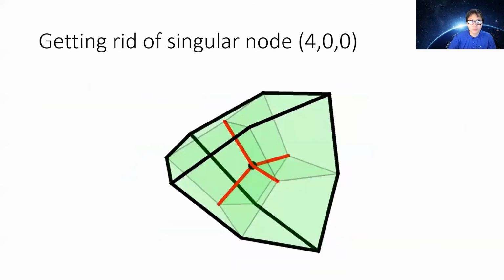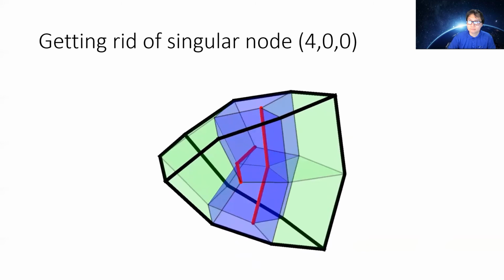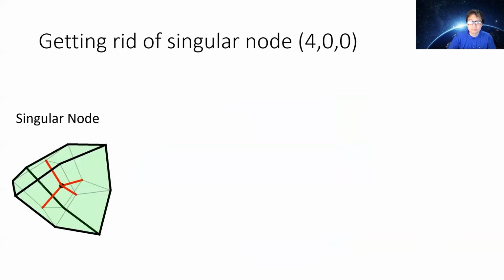Armed with this intuitive picture of singular nodes, let's first try to remove the singular node with signature 400. And here's a video of the process. Let's go over that a little more slowly.